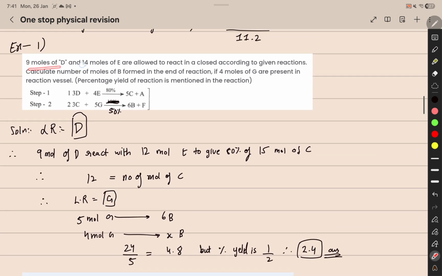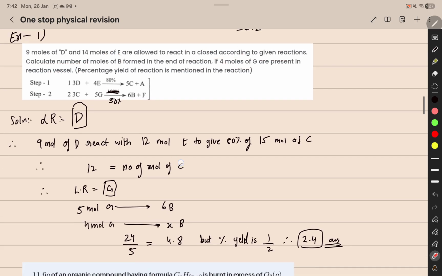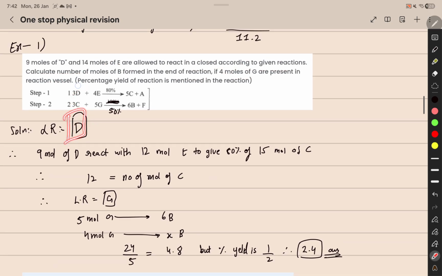Then we have two examples. 9 moles of D and 14 moles of E are allowed to react in a closed vessel. Calculate the number of moles of B at the end of the reaction. 4 moles of G are present in the reaction vessel. So first we have to find the limiting reagent. So we will divide 9 by 3, and we check if it's greater than 14 by 4, because it's the given number of moles divided by the stoichiometric coefficient. So from that you will get that the limiting reagent is D.